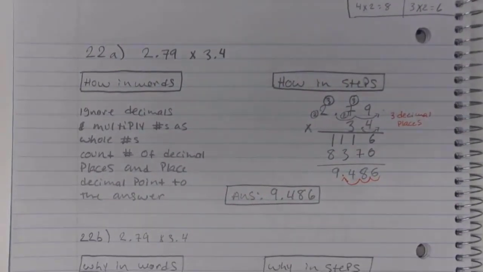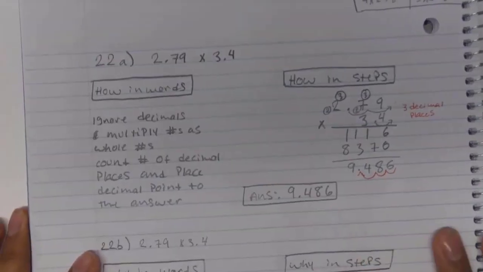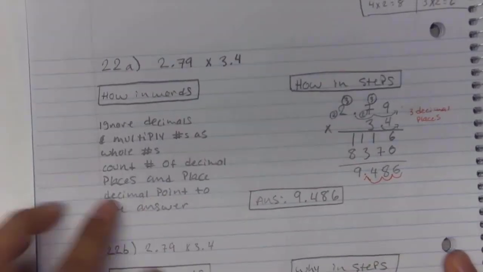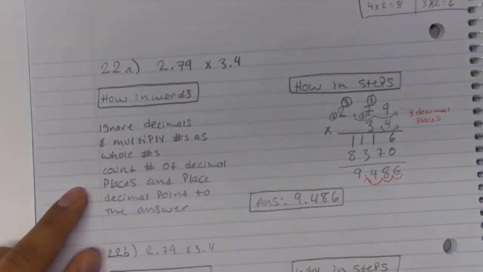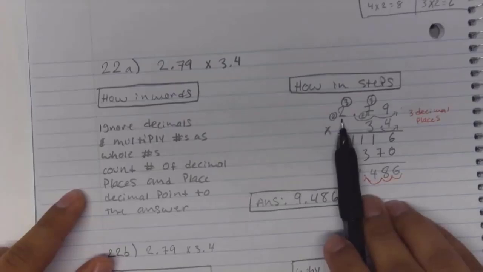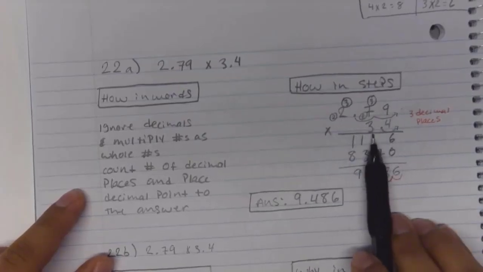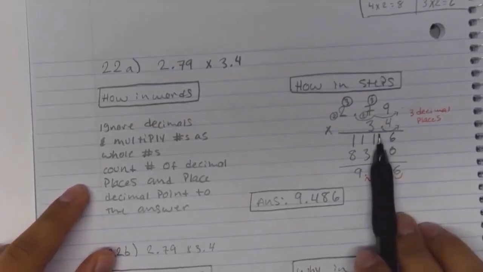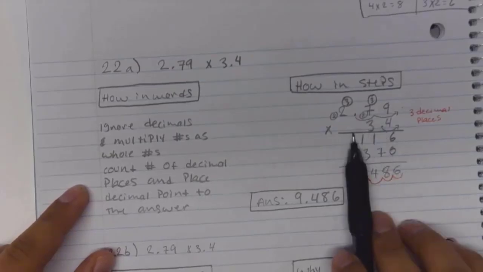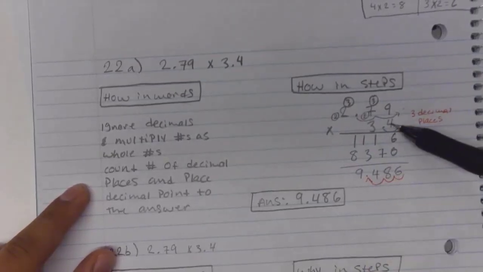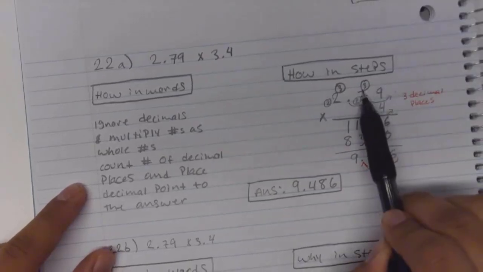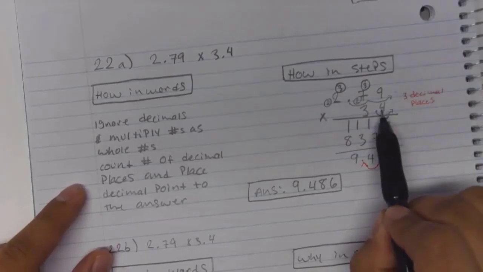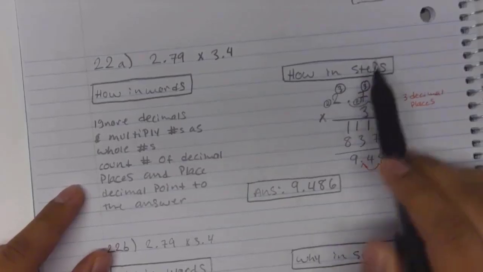So first, my name is Angela, and the first thing that I did was we multiply ignoring the decimals and we multiply them as a whole. So here is 2.79 times 3.4, but we line them up this way. We don't pay attention to the decimals. First, we multiply 4 times 9, which is 36. We'll put the 6 right there and carry over the 3. And then 4 times 7, which is 28. I put the little numbers right there.